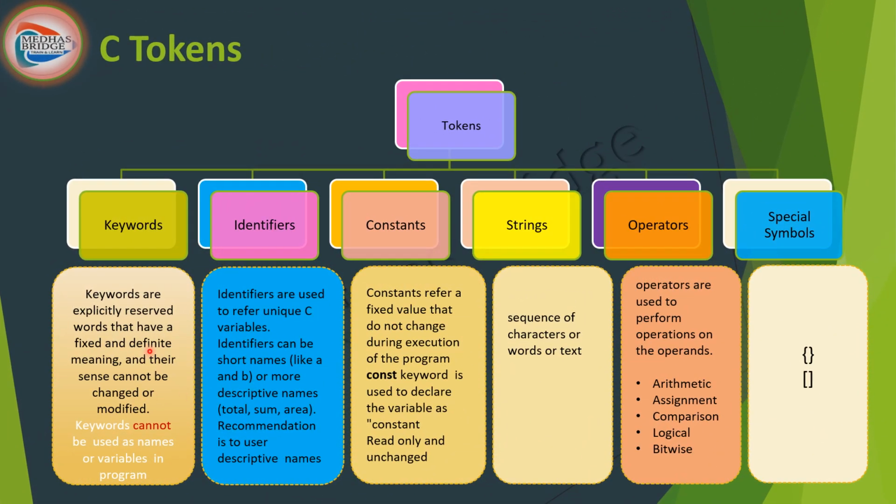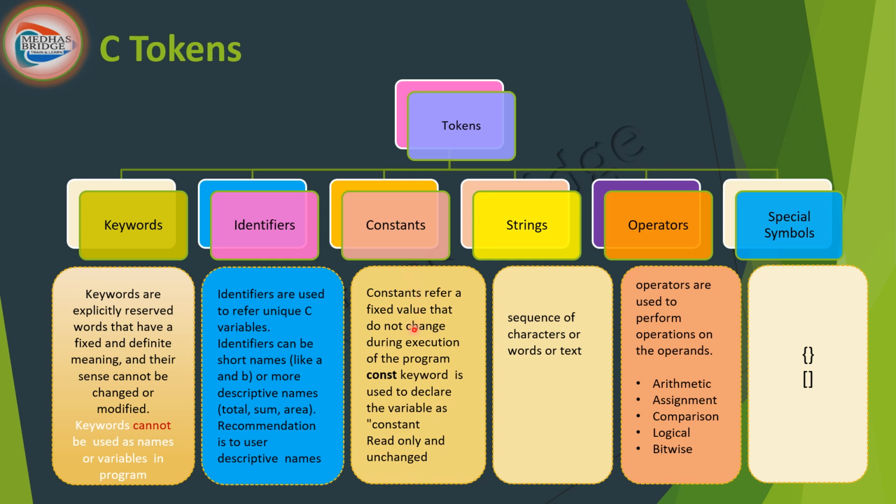I have captured a bit of notes here. This is very self-explanatory, and you can just refer to it. Keywords are explicitly reserved words that have a fixed and definite meaning, and their sense cannot be changed or modified. Keywords cannot be used as names of variables in your program because they have their own purpose in C programming. Identifiers, on the other hand, are unique variable names. Identifiers can be short names like A, B, C, or descriptive names like total, sum, area. A recommendation is always to use descriptive names, which we discussed.